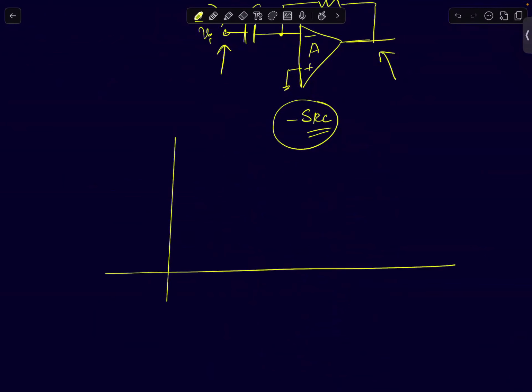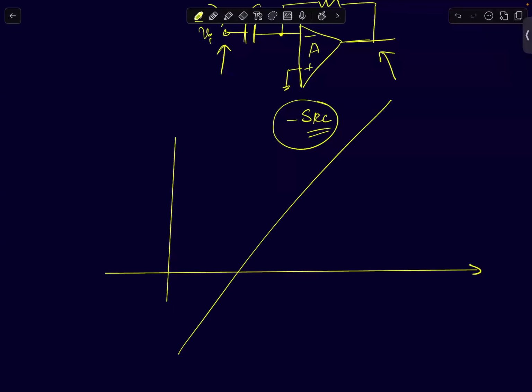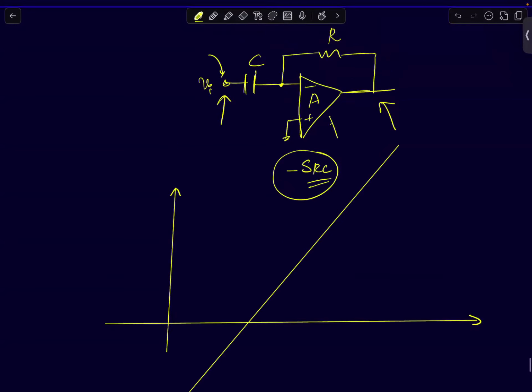So for an ideal differentiator, it should just keep increasing like this with increasing frequency. But for a practical differentiator with a finite op-amp DC gain, what do you expect to happen? You can quickly see using some intuition, it saturates at A, right? The maximum gain has to be A, the gain of the op-amp. Why is that? So what is the feedback network here? The feedback network is C into R.